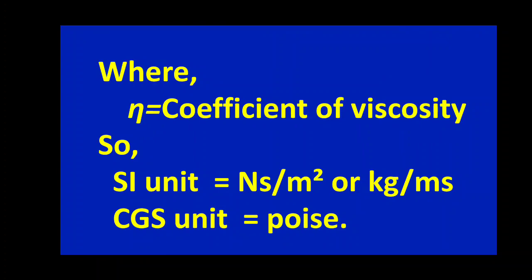So, what is the SI unit of viscosity? Newton second per meter square, or when you resolve Newton in terms of kg meter per second square, you will get the unit as kg per meter second, and the CGS unit of viscosity is poise.